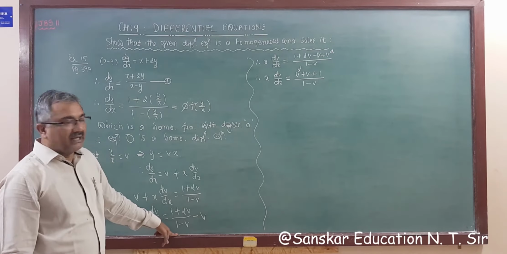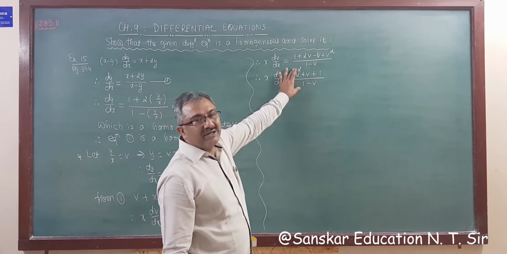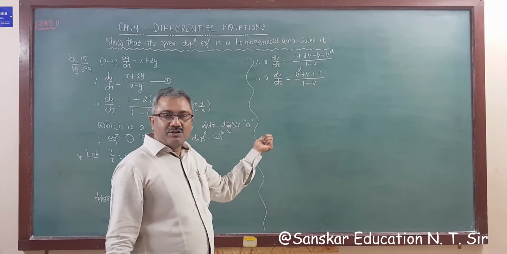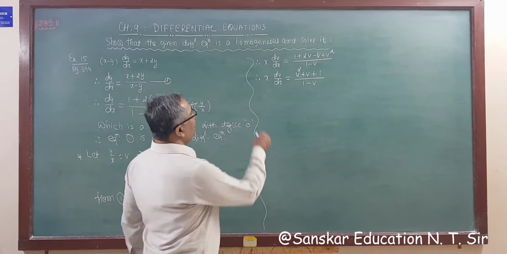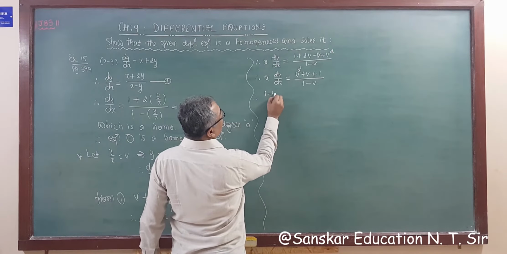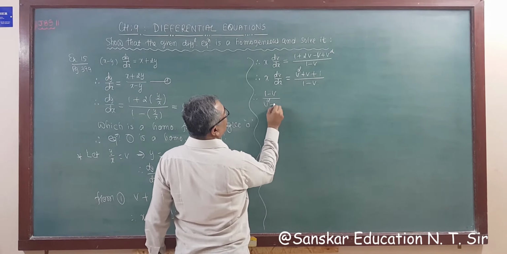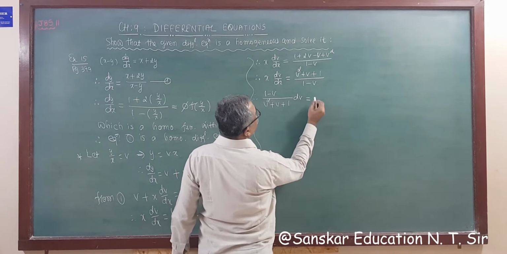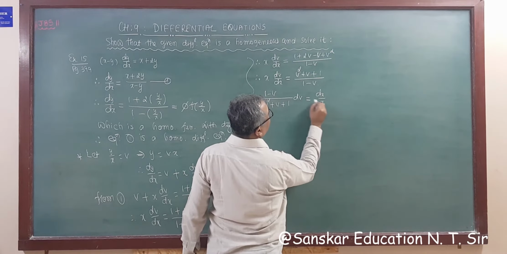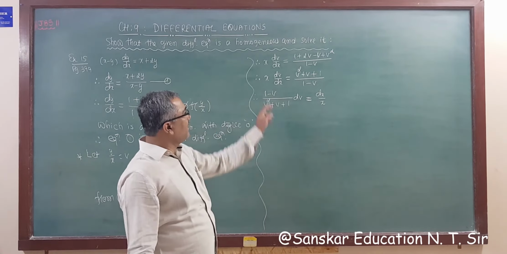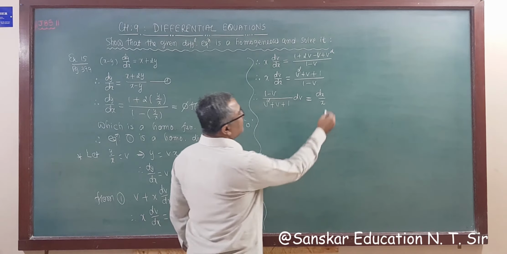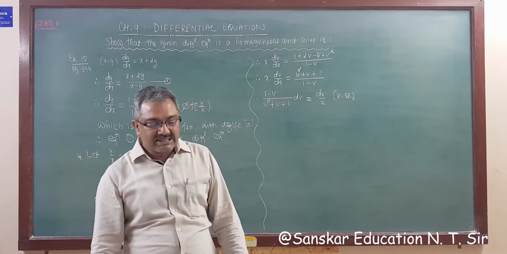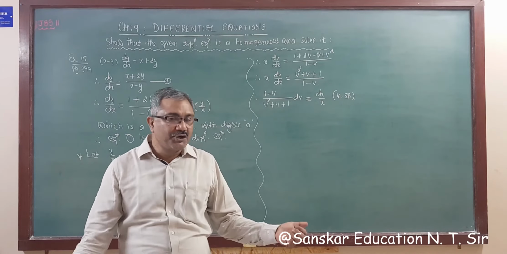That's what we get. Now all terms containing v are here with dv, and this is dx and x. So we are able to convert this into variable separable form, that is 1 minus v upon v square plus v plus 1 into dv is equal to dx upon x, changing the sides. So this is a variable separable form, and we need to integrate it.